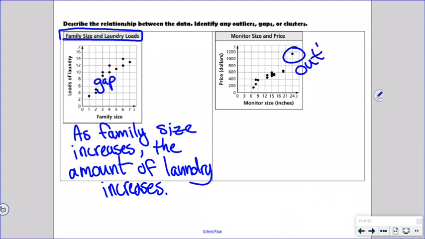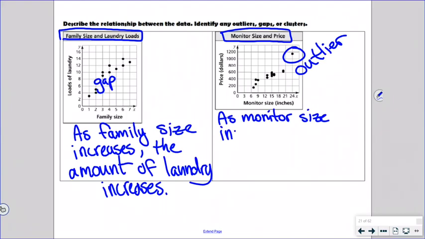That's an outlier. And what do we have here? We have monitor size and price, probably talking about TVs or computer stuff. As the monitor size increases, the price increases. So that's what we'll say. As monitor size increases, maybe the monitor we're talking about is a lizard, because monitor is a type of lizard. See what happens? The price increases.